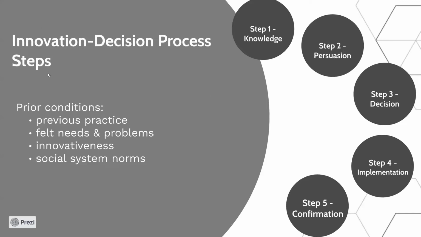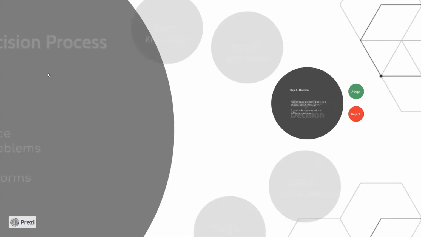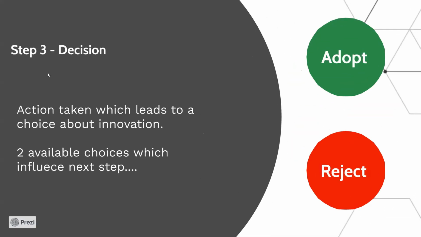After a person has gained knowledge and gone through the persuasion process, step three is decision, and this is an action step. In step 3, the individual or organization chooses to either adopt or reject an innovation. If they choose to adopt the innovation, that means they'll move forward using it. If they choose to reject the innovation, they will move forward not having used it.